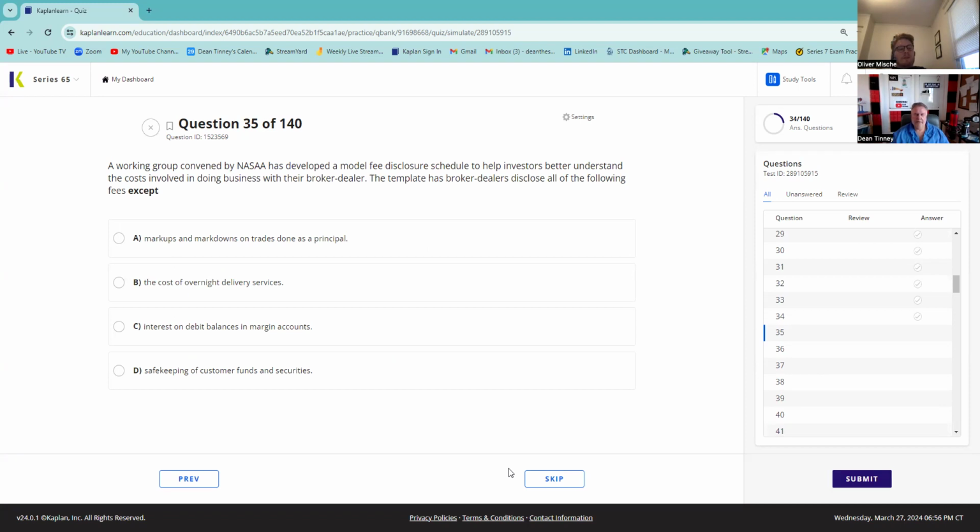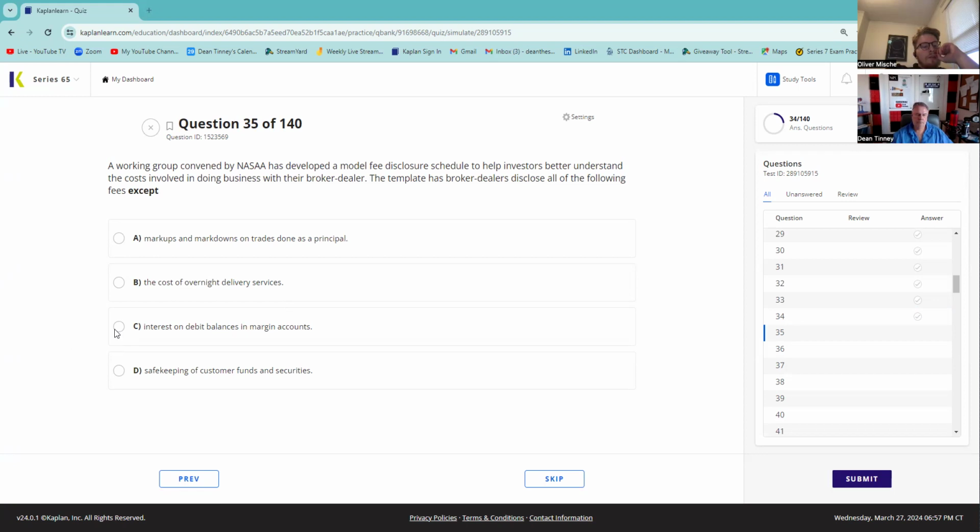A working group convened by NASD has developed a model fee disclosure schedule to help investors better understand the costs involved in doing business with their broker-dealer. The template has broker-dealers disclose all the following fees except. Well, the interest charge, so you say debit balances. Are we going to tell you the interest charges on your margin account? We certainly are. That is going to be in our disclosures of fees to you.